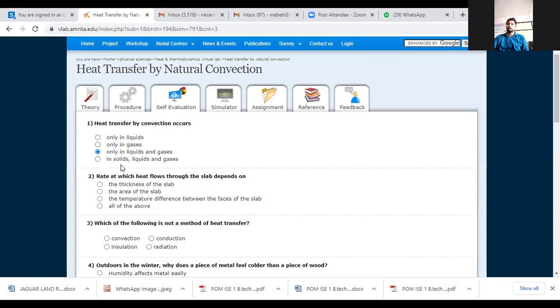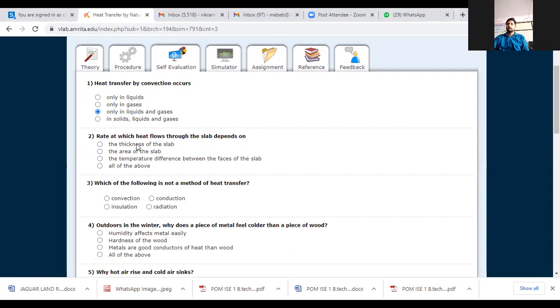Only in a gas is also a wrong answer. But only in liquid and gases, this is the correct answer. And only in solid, liquid, gases, this is the wrong answer. Okay. So the second question is, rate at which heat flows through the slab depends upon.